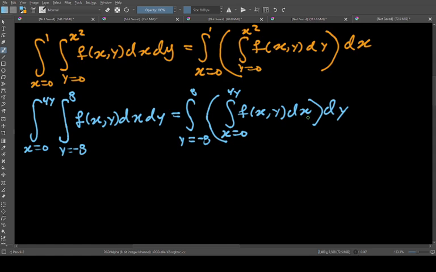So in this example, x being the upper limit is a function of y. Since the x limit has a variable, you must integrate over x before integrating over y.